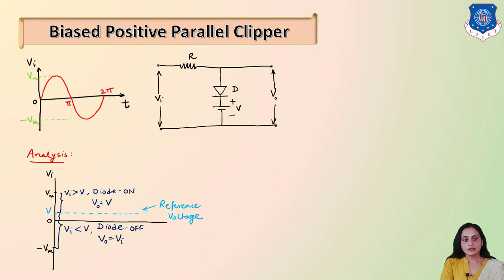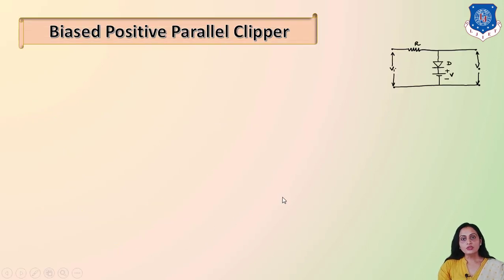so there is no drop across its two terminals. Now during the other half, that is when input is less than V, the voltage at the anode is less than V, that is why the diode is off, that means reverse bias. So the diode will act as an open switch and output is equal to input. We will do the analysis with the equivalent circuit.